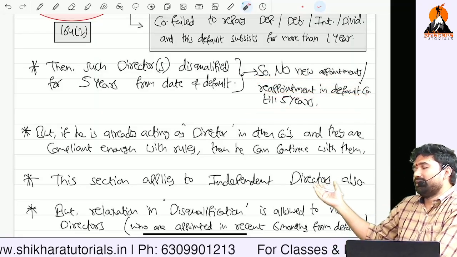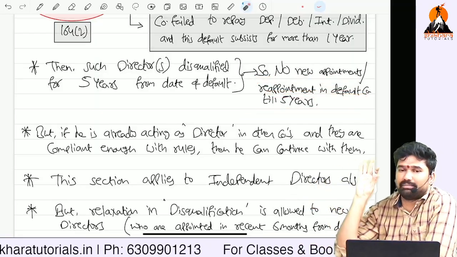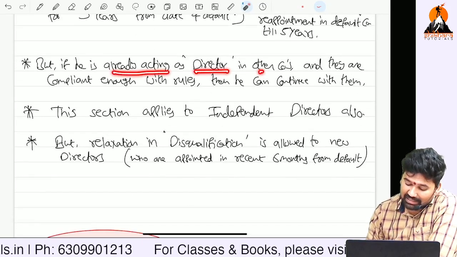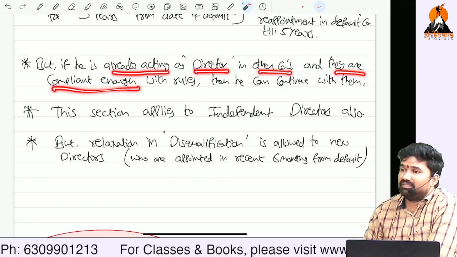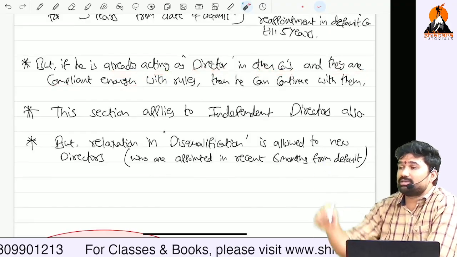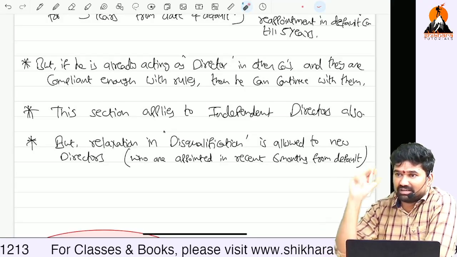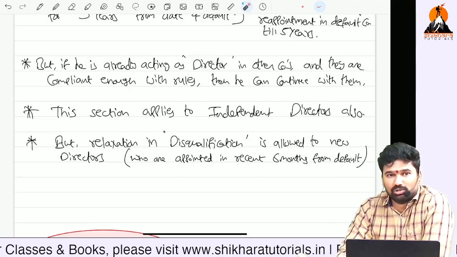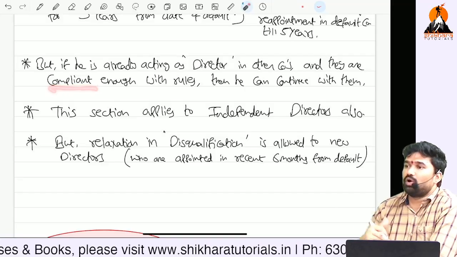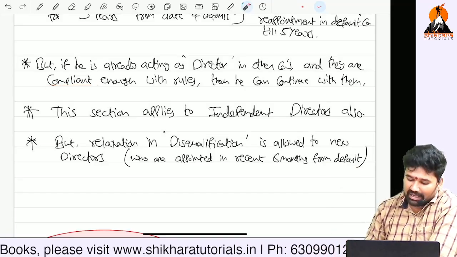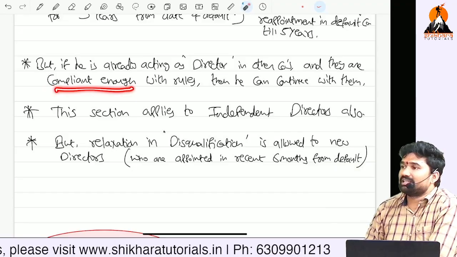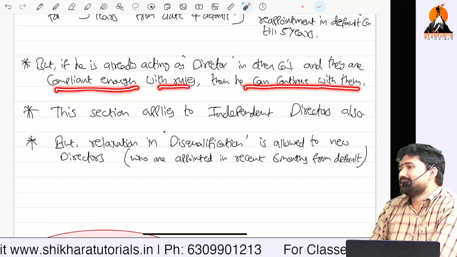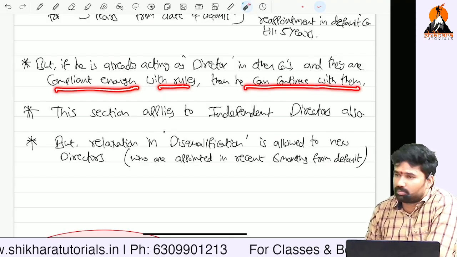I forgot to tell this point. The disqualification applies for how much time? 5 years. But if he is already acting as a director in other companies and they are compliant enough. Compliance means, in the first class or second class I told this, compliance means following the rules. Here compliant means following, not complaint. If the other companies are compliant, that means other companies are following the rules, then he can continue with those companies and those appointments.